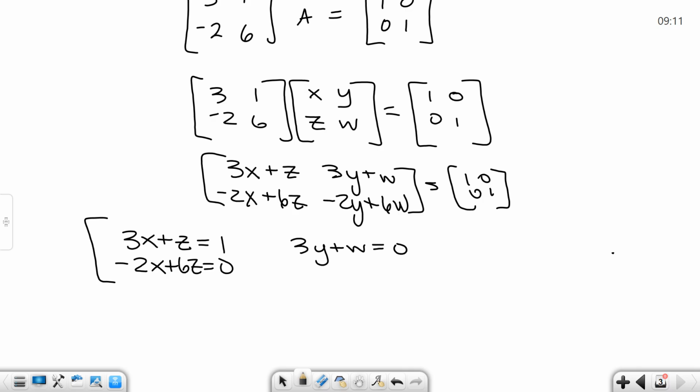3y plus w equals 0. Negative 2y plus 6w equals 1. Solve that out and you would get y and w. And so that's how that one would set up. It seems like it's been a while since we've done that one.